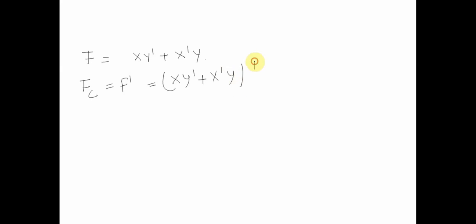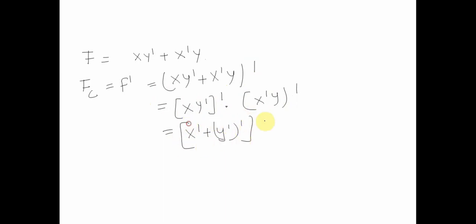Let's assume we have a function called f is equal to x y bar plus x bar y. So f complement in this case would be f bar, which is equal to x y bar plus x bar y, whole complement. This would be equal to x y bar complement dot x bar y complement. So this would be equal to x bar plus y bar bar, dot, x bar bar plus y bar. It's nothing but x bar plus y into x plus y bar.